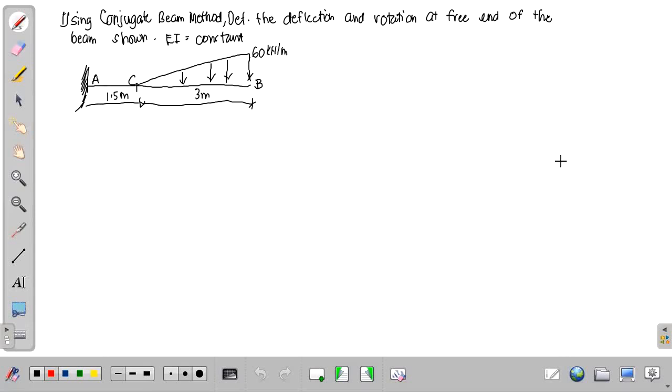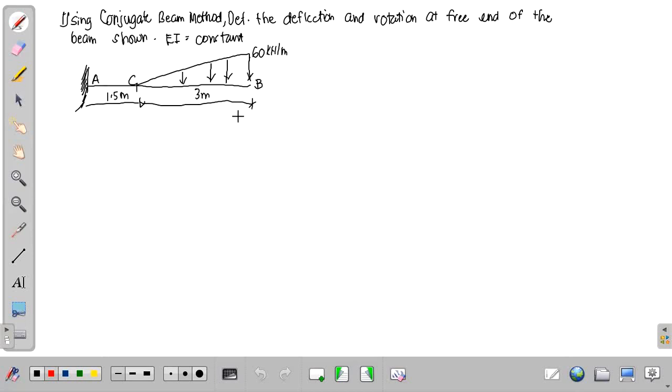Using conjugate beam method, the deflection and rotation at free end of the beam shown, EI is equal to constant. Okay, so we have to solve for the deflection and rotation at free end of the beam shown using conjugate beam method. So we have here a cantilever beam. Meron tayong fixed support sa A, free end sa B. So yung hinahanap natin is the deflection and rotation here at B. Okay? Ito yung hinahanap natin, yung deflection and rotation at free end. So yung free end natin is at B. So we have here EI is equal to constant. So EI niyan lahat, yung I niya pare-parehas from A to B.